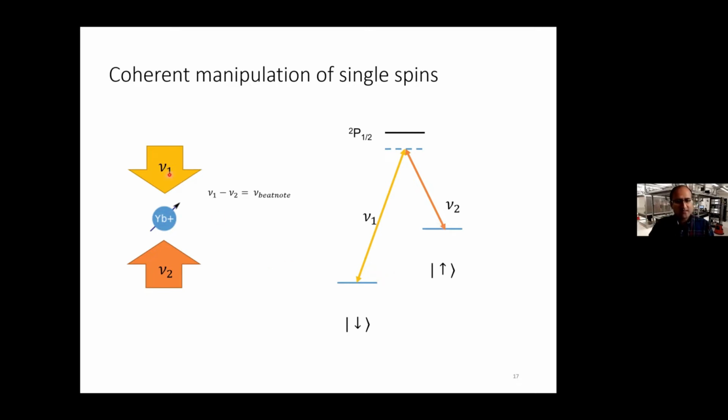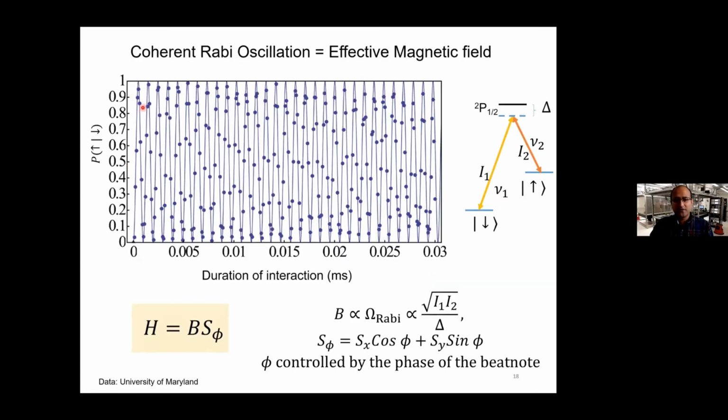What you can do is shine two lasers. Each of these lasers is detuned far, far away from an atomic transition, which is 2P1/2. So there is no spontaneous emission. However, you can control the frequency difference between the two lasers very precisely in your lab. And if this frequency difference, or the beat note frequency, is tuned on resonance with the hyperfine transition, then you'd actually see a coherent Rabi flop between spin down and spin up, or zero and one, right? And those coherent Rabi flops flop many, many times. It's a very coherent process.